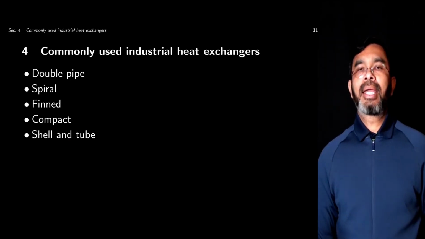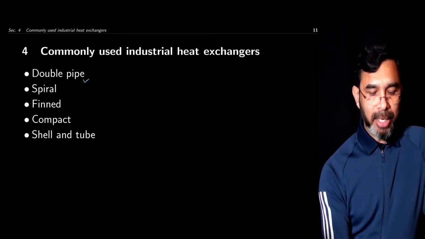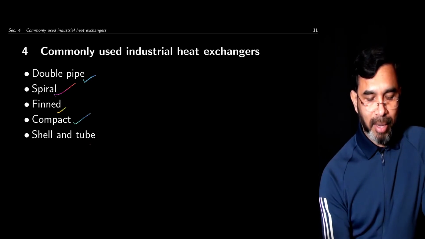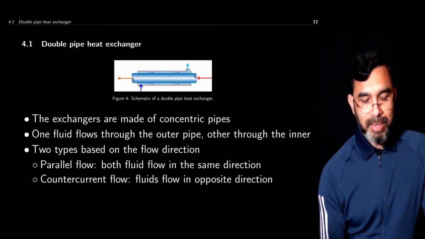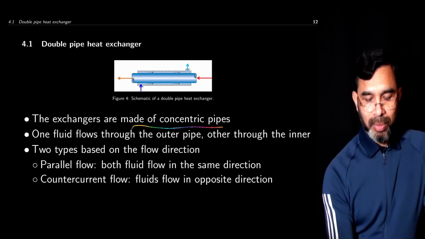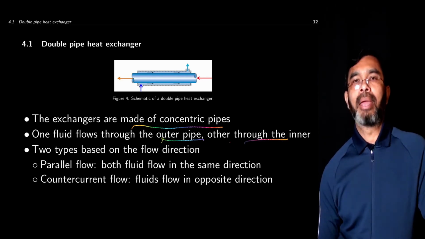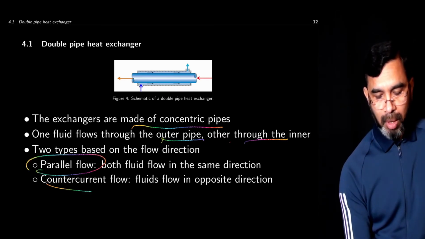Now for mainly the chemical and process industries, the commonly used heat exchangers are the double pipe heat exchanger, spiral heat exchanger, the finned and compact heat exchangers, and finally the shell and tube heat exchanger. Now the double pipe heat exchanger, as the name suggests, is made of concentric pipes. One fluid flows through the outer annulus and the other flows through the inner pipe. So double pipe heat exchangers are operated as either parallel flow or counter current flow.